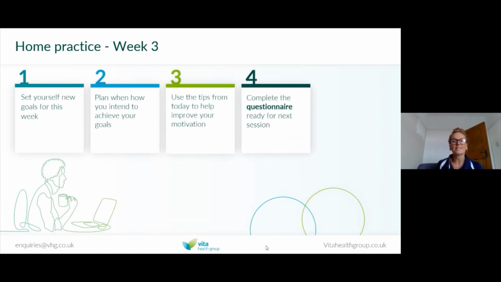Okay, so for home practice for next week, you're going to set yourself a new goal for this week. Think about a new goal you can set yourself and try and use that SMART principle if possible. Plan how you intend to achieve your goals, so that's again tying into that SMART thing we talked about earlier. Use the tips from today to help improve your motivation. And lastly, complete your questionnaires ready for the next session. In next week's webinar, we will be focusing specifically on physical activity for mental health, or mental well-being.